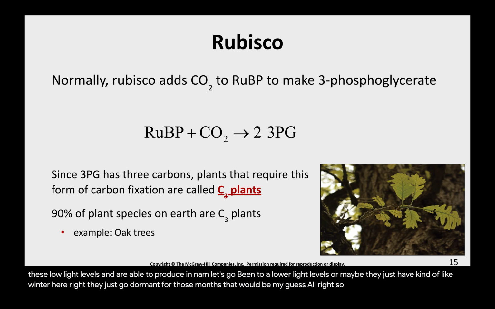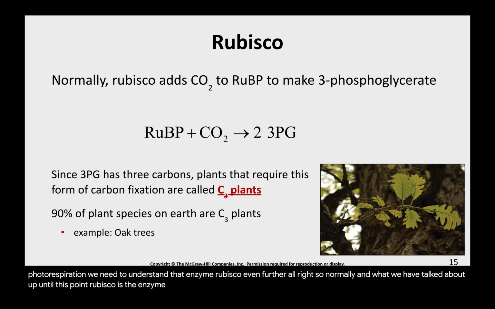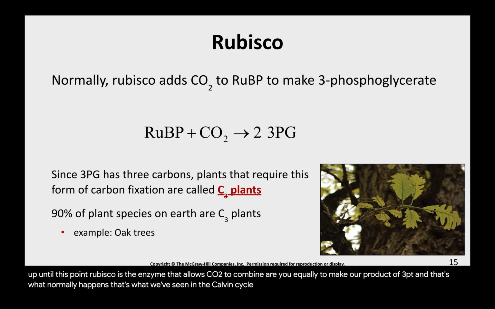All right, so to understand photorespiration, we need to understand the enzyme Rubisco even further. Normally, and what we have talked about up until this point, Rubisco is the enzyme that allows CO2 to combine with RuBP to make our product of 3PG. That's what normally happens. That's what we've seen in the Calvin cycle thus far.